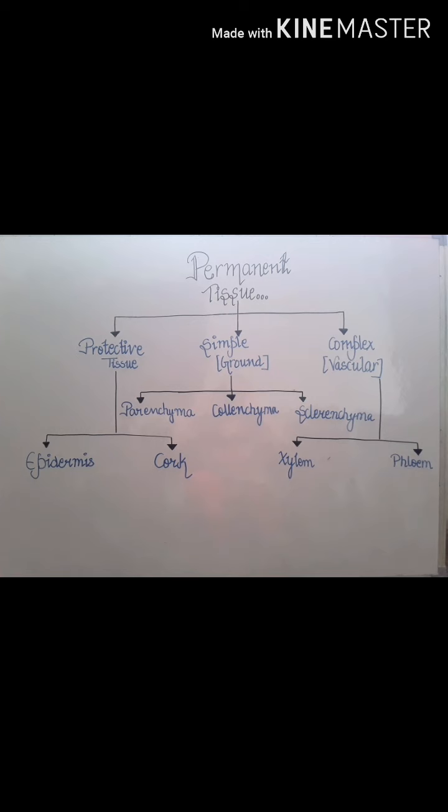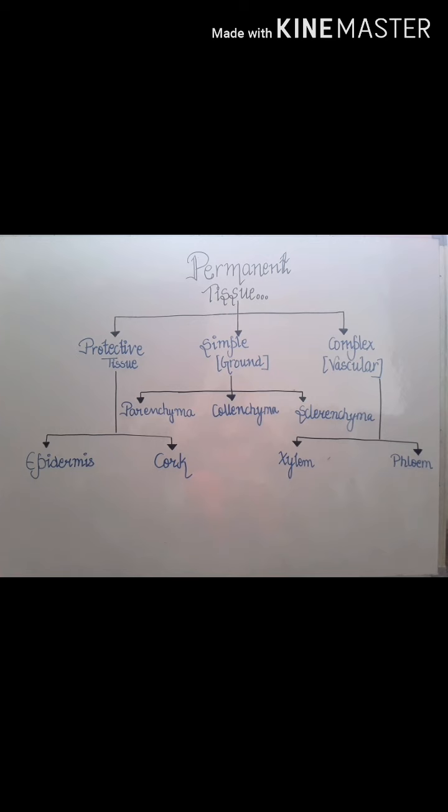Hello everyone. In our previous video, we studied meristematic tissue, and today we are going to study permanent tissue and its different types. See, permanent tissue is of three types: protective tissue, simple permanent tissue or ground tissue, and complex permanent tissue or vascular tissue.